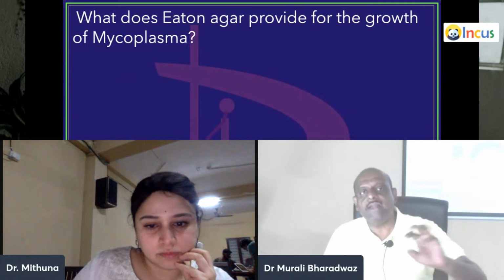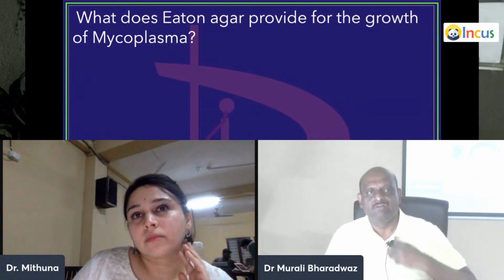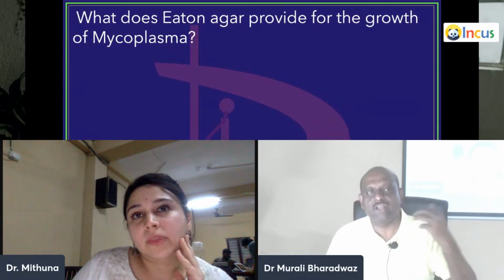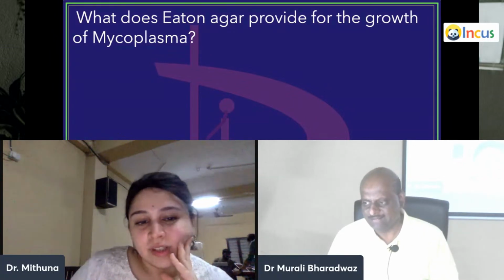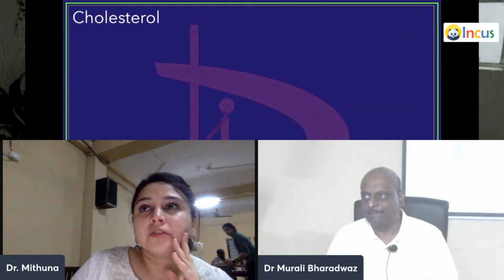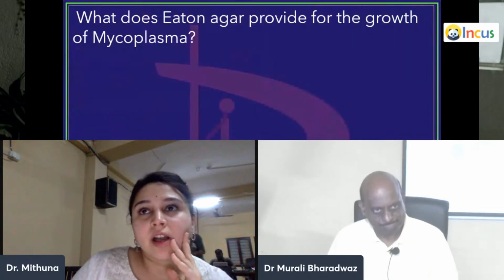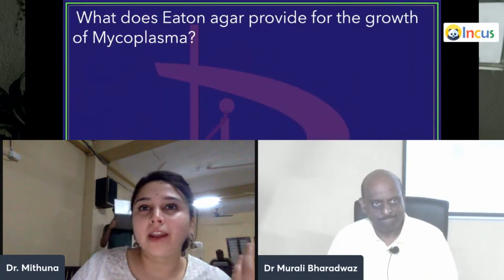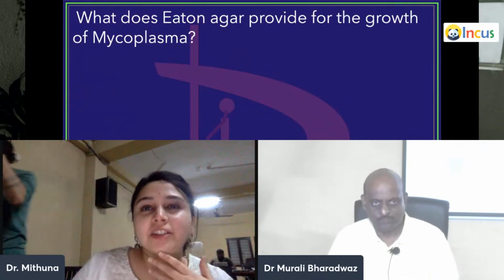How does Eaton agar provide for this cell wall-less organism called Mycoplasma? Cholesterol is required, sir, for Mycoplasma to grow on Eaton agar, and that also looks like a fried egg over the agar plate.